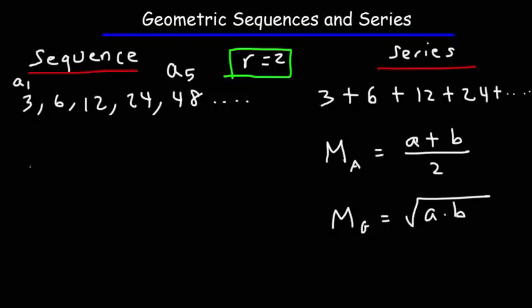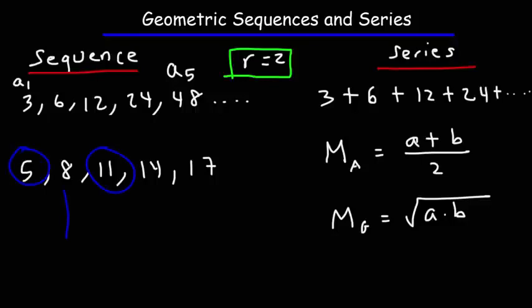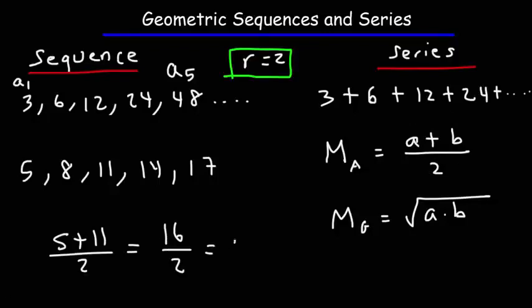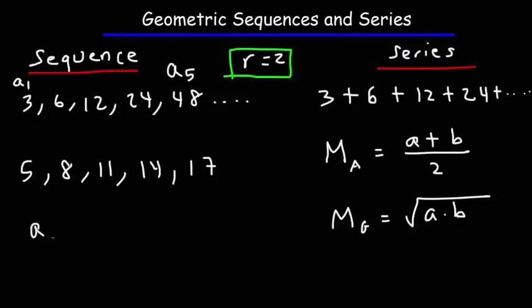So let's go back to the arithmetic sequence that we had here. If we wanted to find the arithmetic mean between the first and the third term, it will give us the middle number, the second term. If you average 5 and 11 and divide by 2 using this formula, you're going to get 16 over 2, which is 8. So thus, when you find the arithmetic mean of the first term and the third term, you're going to get the second term because the average of 1 and 3 is 2.